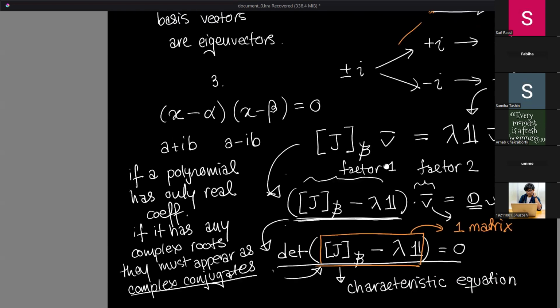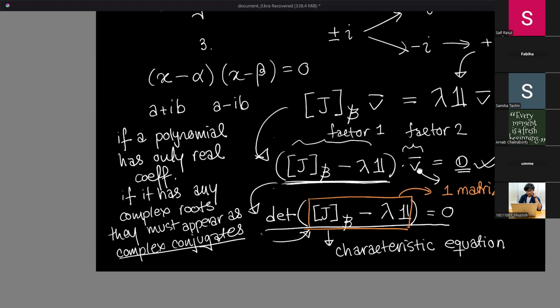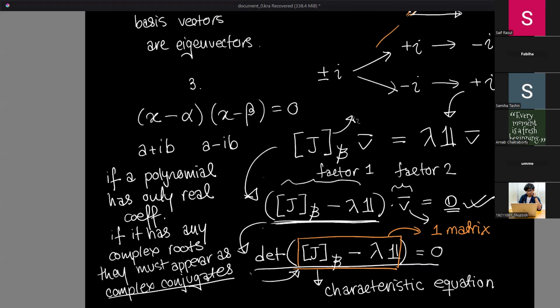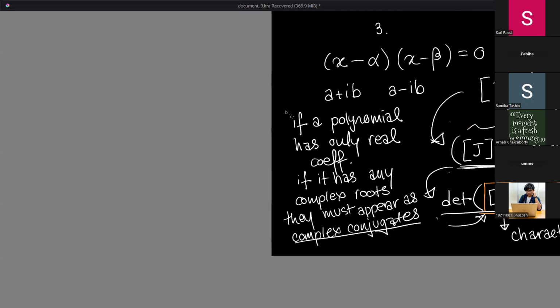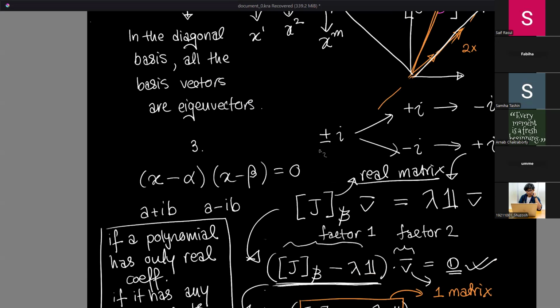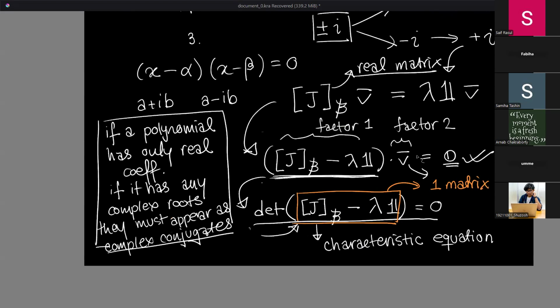The one last thing that I have to mention is that J is a real matrix. And since J is a real matrix, this polynomial is a real polynomial, which means that it satisfies the conditions for this theorem to be true. So therefore, the roots of this polynomial will always be plus and minus i, and they will always come in pairs. And therefore, the eigenvalues of this matrix are always plus and minus i, and they always come in pairs.